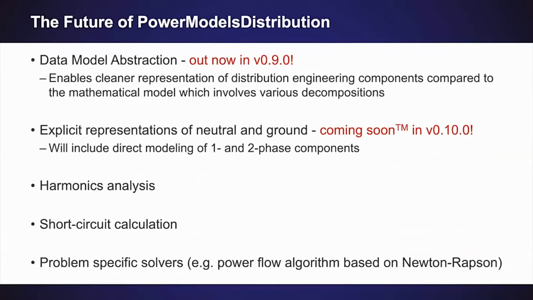As for the future of PowerModels distribution, development is still very active. We recently released a new version that contains a data model abstraction that introduces a user-facing model that more closely matches engineering realities of the system and pushes the decomposition I discussed to a lower layer. We are now actively working on adding support for explicit representations of neutral and ground conductors, which will entail directly modeling 1- and 2-phase components, and we will be adding that in our next major version. We have also had requests from the user community for many different features, including harmonics analysis, short circuit calculations, and problem-specific solvers.